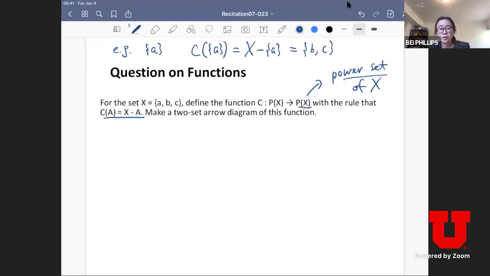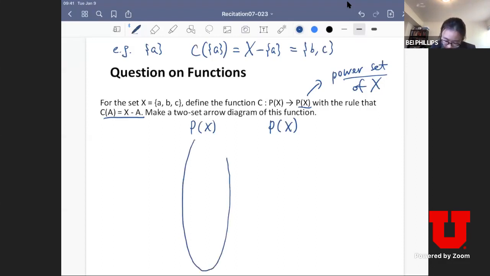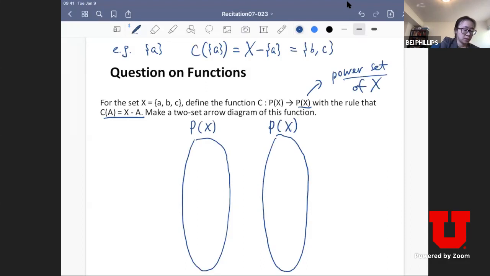To begin, we can start drawing those two sets of sets, right? Which are both power set of X. All right. Okay, do I have a volunteer? What is in the power set of X? Okay, Sevin, go ahead.